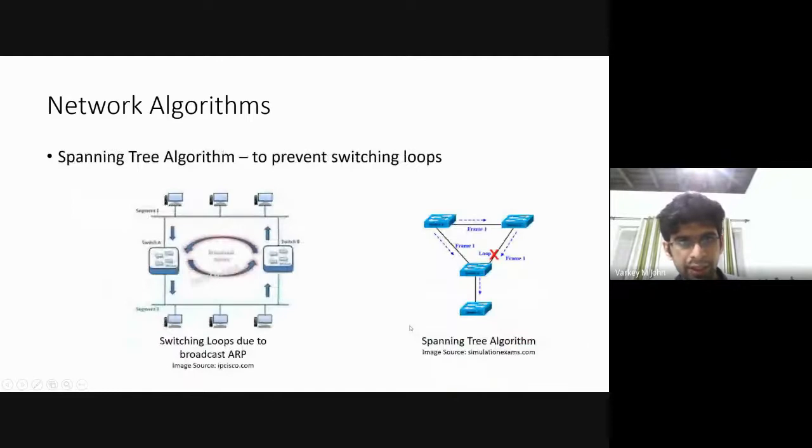Then the spanning tree algorithm is to prevent switching loops. When the network has broadcasting on it, it causes issues because it keeps on broadcasting. To prevent that, there's an algorithm called the spanning tree algorithm. It prevents data from continuously being broadcast in a loop.